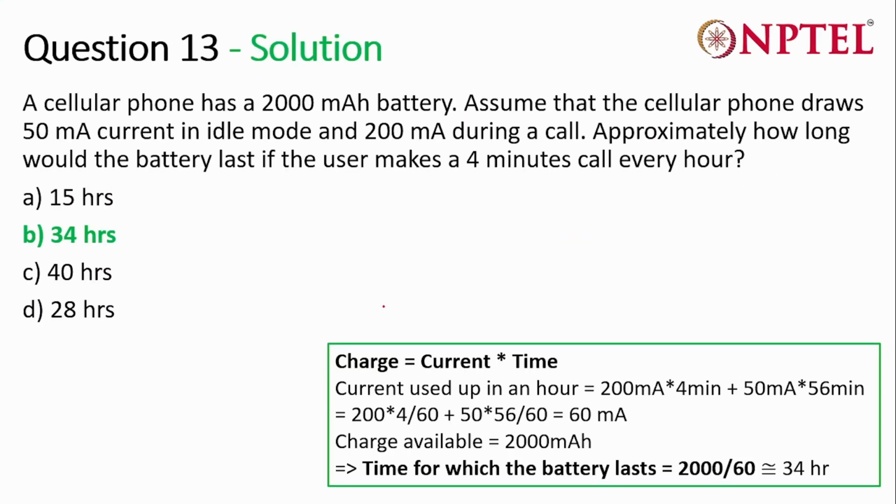Okay, so I'll get to the answer directly. Basically, what we are going to find is the time for which the battery is going to last, and how much charge is available: 2000 mAh. We know that he's going to make a 4-minute call every hour. So for 4 minutes he's going to use 200 milliamps, and for the rest of the 56 minutes he's going to use 50 milliamps. If you find how much current he's going to use up in 1 hour, it is 60 milliamps. So the total charge available is 2000 mAh. If you divide both, you're going to get 34 hours. So his battery can last for 34 hours. Straightforward. Is it okay? Yes.